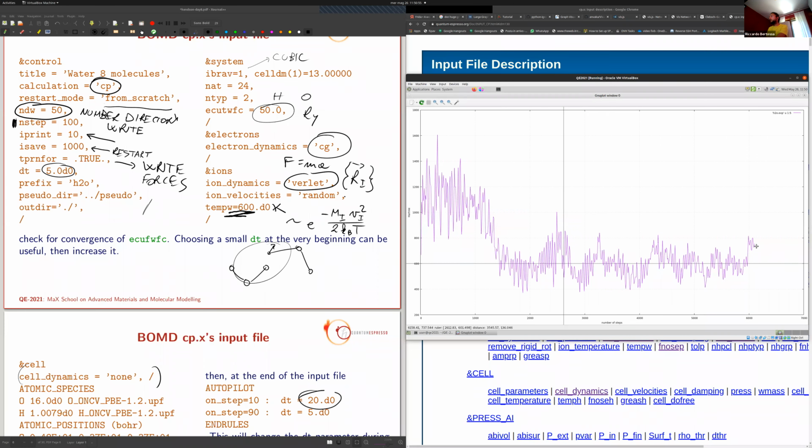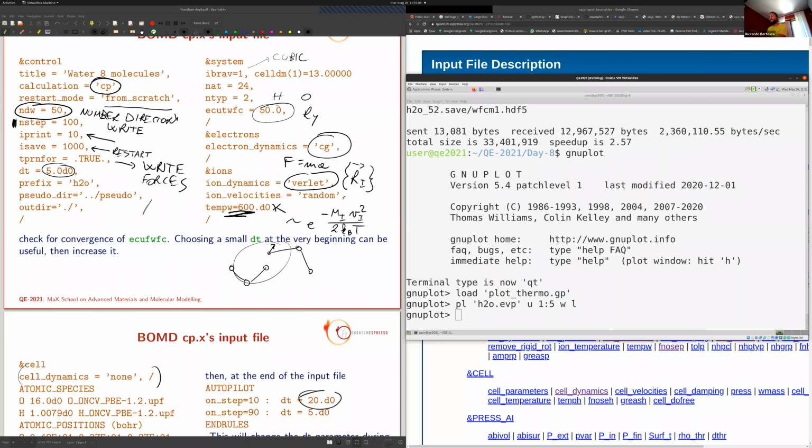Now I'm going to switch off the thermostat and let's see what happens. But this I can now see it. Why wasn't it also before? I don't know. So let's go ahead.